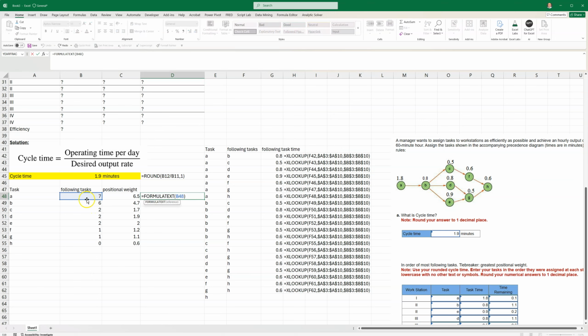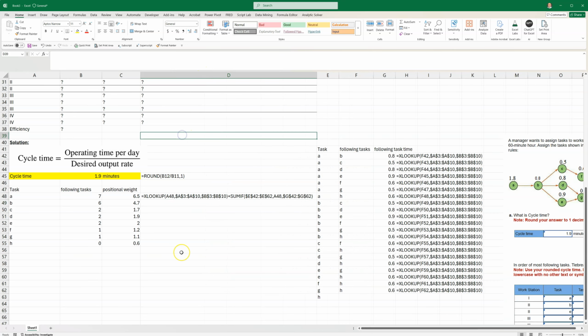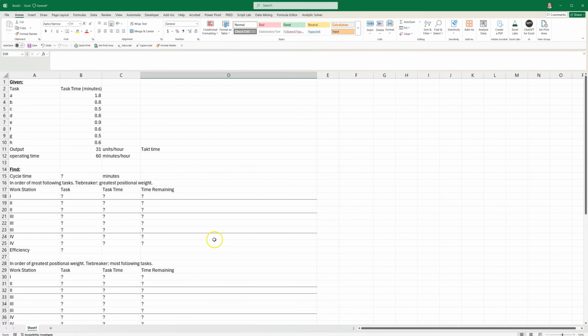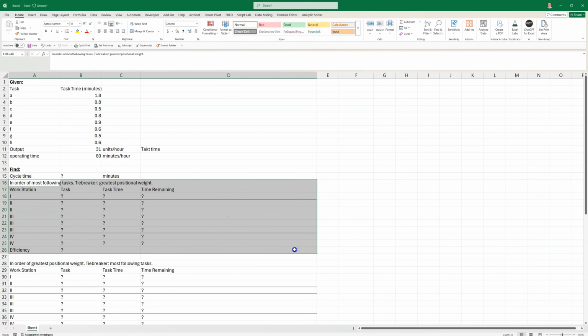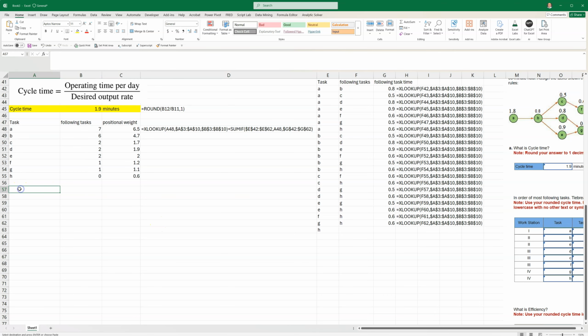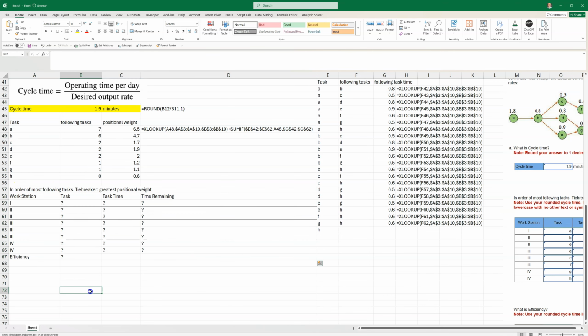Well, this should actually be, we'll put it on that. Okay. So we had to do that before we start doing the table. So now let's go ahead and do the table. Let's just copy this. Paste it down here so we can start filling this out.